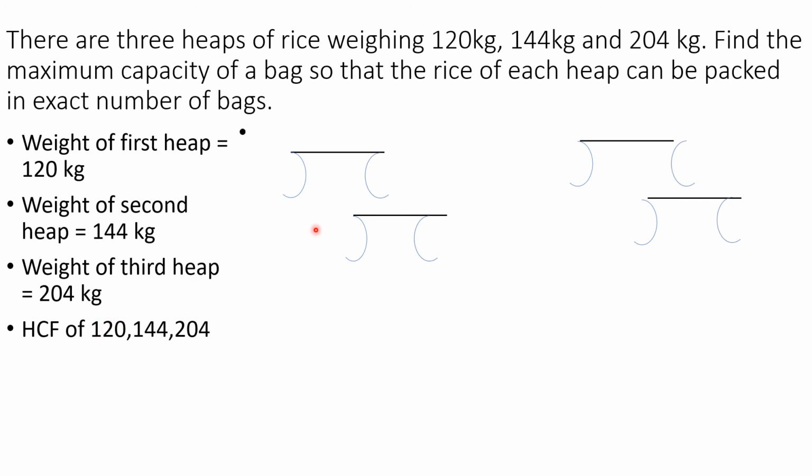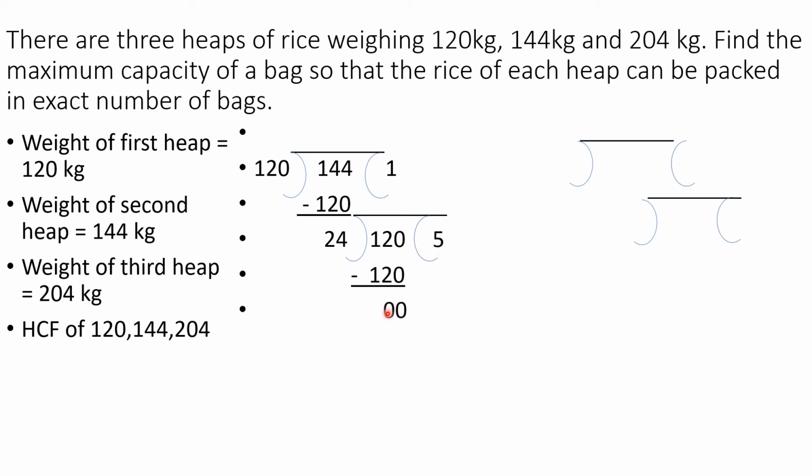So I am taking these two numbers first, 120 and 144. 1 twenty-one is 120. Remainder will be 24 and it is our new divisor, and 120 will be the dividend. So 24 fives are 120, fully divisible. Now that's why 24 is the HCF for 120 and 144.